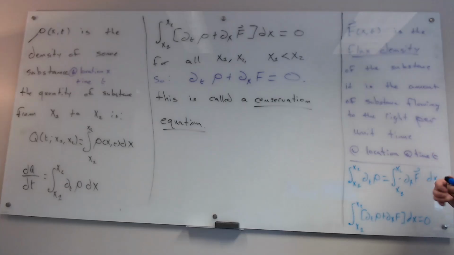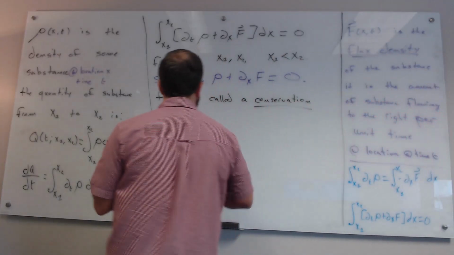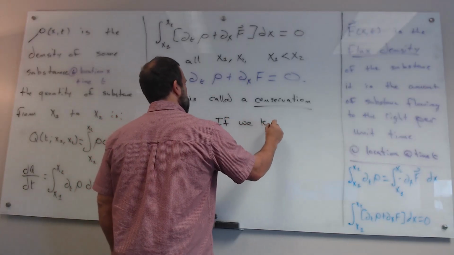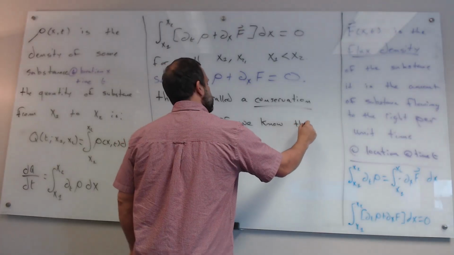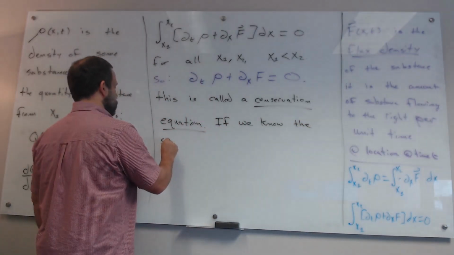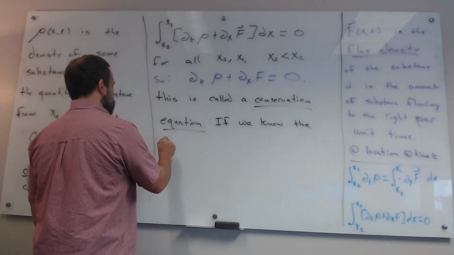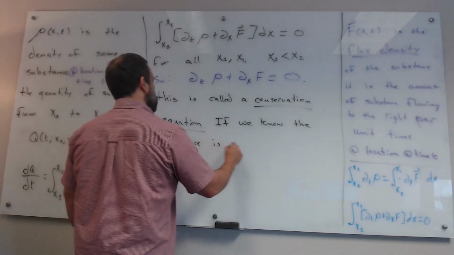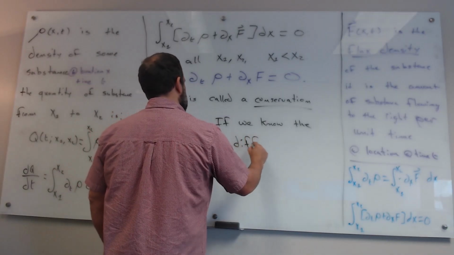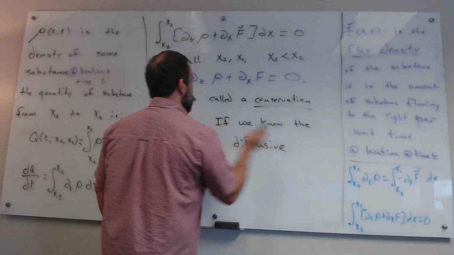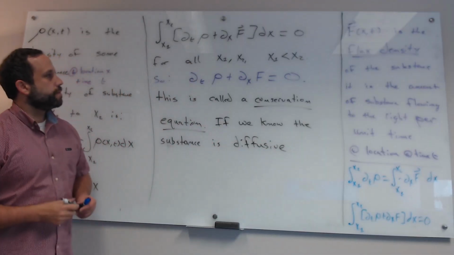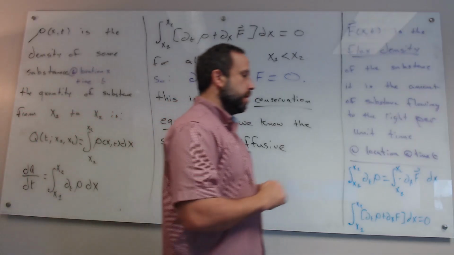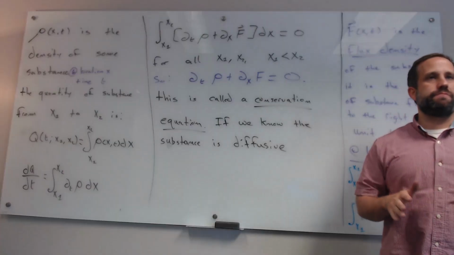Okay, so now, if we know the substance is diffusive, we can actually write F as a function of rho. And you'll see what I mean in just a minute. So what do we think about when we think about a substance being diffusive?